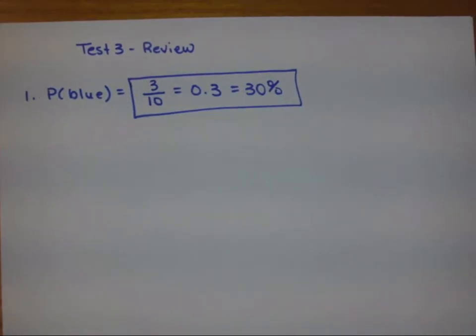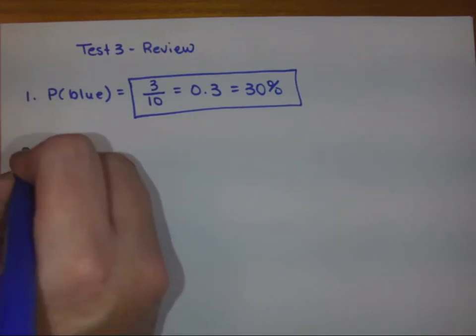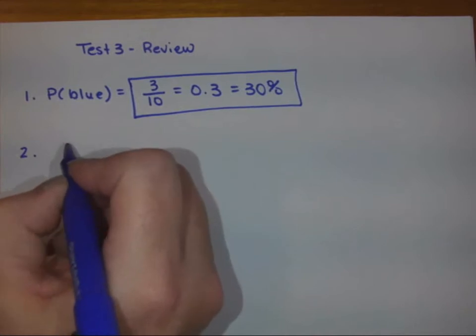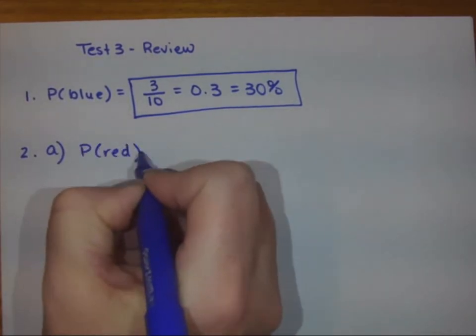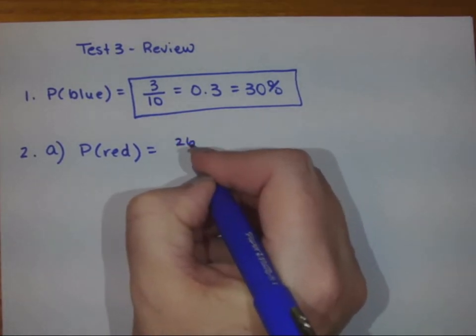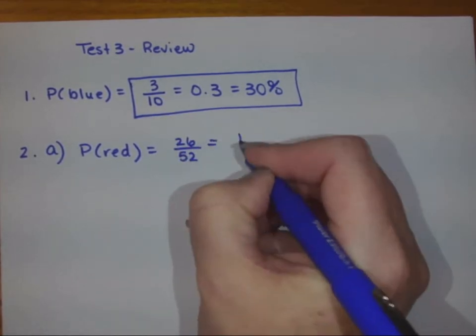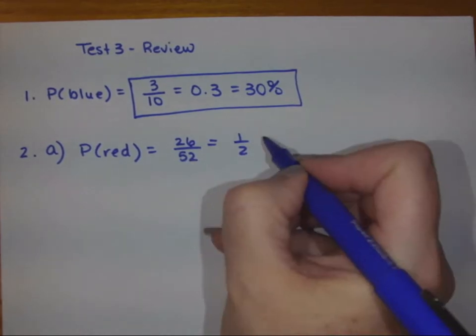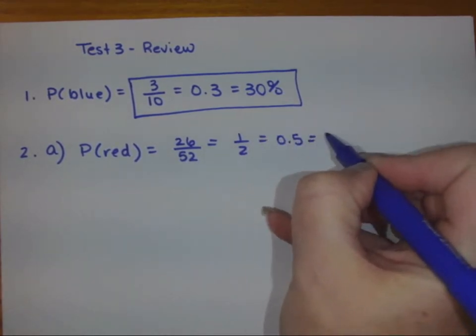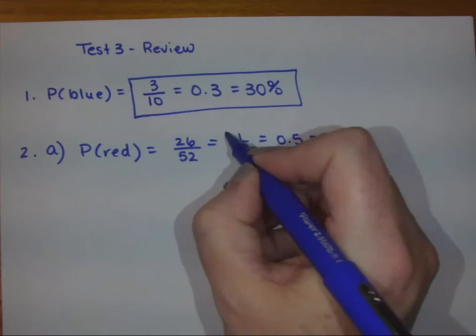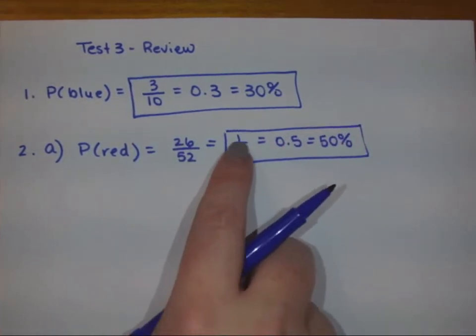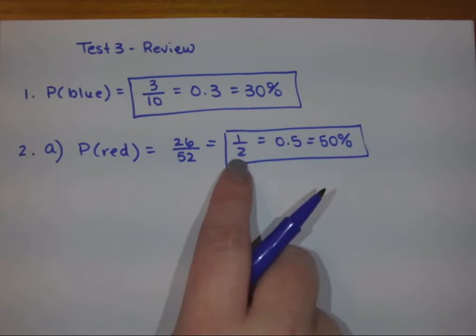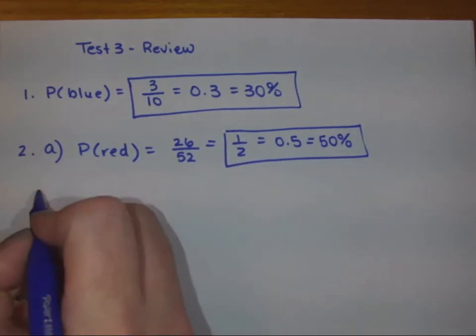You need to be able to write fractions, decimals, and percentages, so I'll try to do that for most of them. All right, number 2 involves a standard deck of cards. Okay, so the probability of red, 26 or half of the cards are red, or you could just jump to exactly half, okay? But either way, that's 0.5 or 50%. So you can either say there's 26 red cards out of 52 cards, or you can say red is 1 color out of 2, okay?